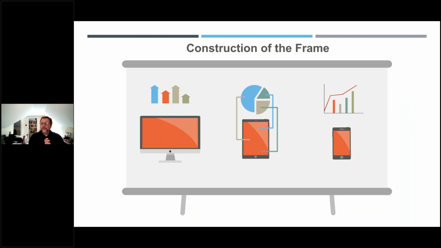So now I'm going to talk a little bit about the construction of the frame, basically the nuts and bolts of the Advanced Cellular Frame, how it's put together, what it's comprised of, and really what makes it leaps and bounds better than some of the consumer files that are out there today.